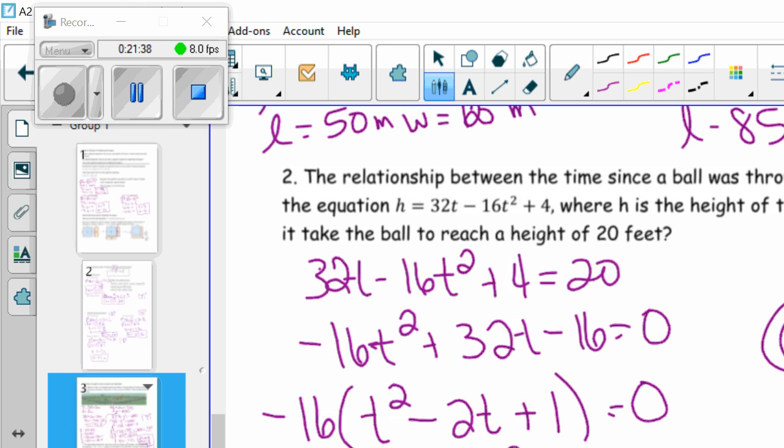That is where we're going to stop for day 1 of completing the square. Tomorrow we will look at some more completing the square.